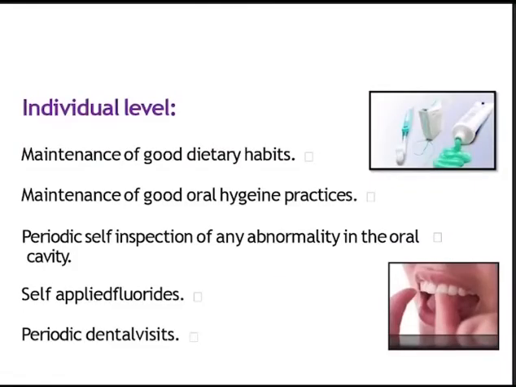For example, at the individual level, what do you mean by this? Preventive measures rendered by the individual, him or herself, for him or herself. That means it is basically self-care. It is how an individual takes care of his oral health himself, like maintaining good dietary habits and good oral hygiene practices. He periodically inspects for any abnormality or blackish discoloration, so that he reports it himself.